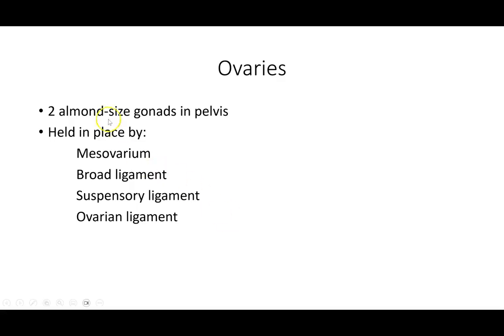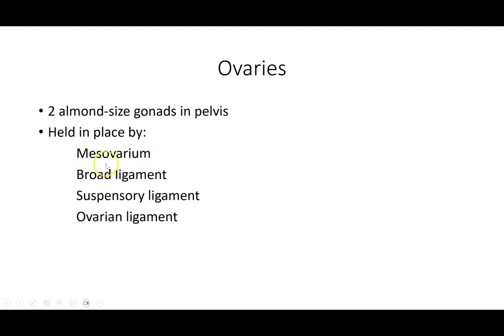The ovaries are roughly almond-sized gonads. These are going to be in the pelvis, so this is the equivalent to the testes. So they are producing the gametes. These are held in place by some different ligaments. We're only covering one of these, or two of these, in lab.